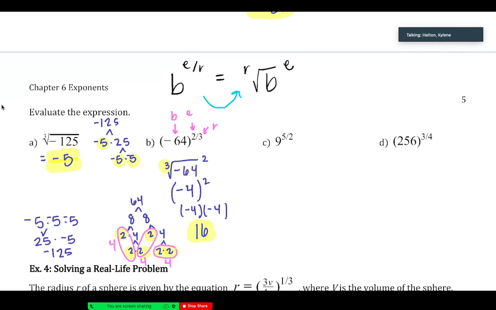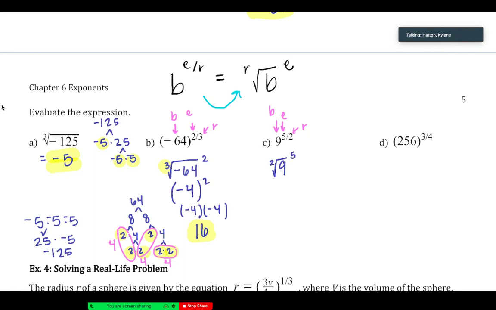And then for C, 9 raised to the 5 halves power. We have to take this and rewrite it in radical form. So the 9 is my B, the 5 is the E, the 2 is the R. So the 9 goes inside of the radical, the 2 becomes the root, and then the 5 becomes the exponent.